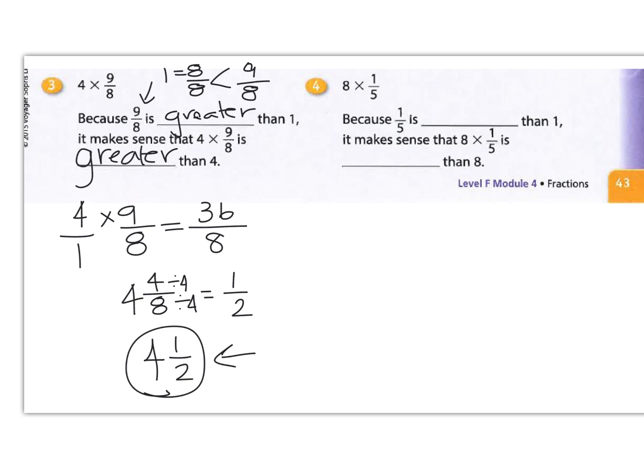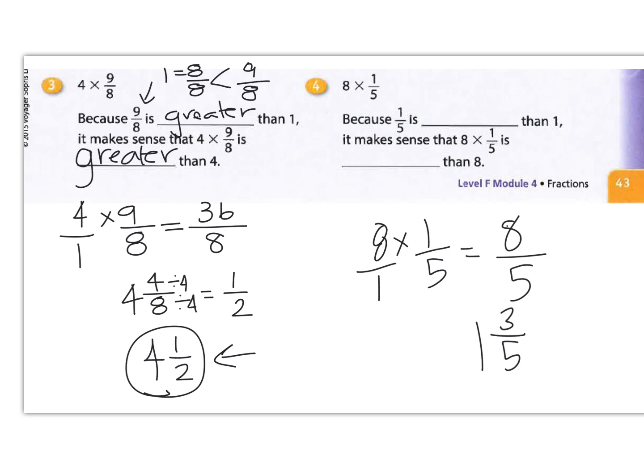Here we have 8 times 1/5. How do you make it a fraction again? You make a whole number a fraction by putting it over 1. And then we multiply across. 8 times 1 is 8. 1 times 5 is 5. And then we simplify. 5 goes into 8 one time, and we have 3/5 left over. So because 1/5 is less than 1, it makes sense that 8 times 1/5 is less than 8. So our answer is 1 3/5, and that is less than 8.